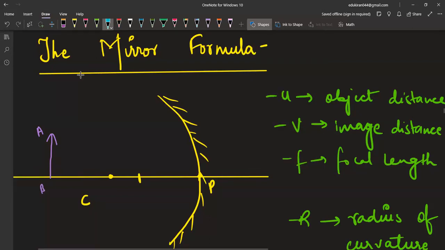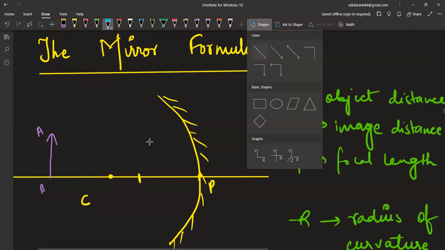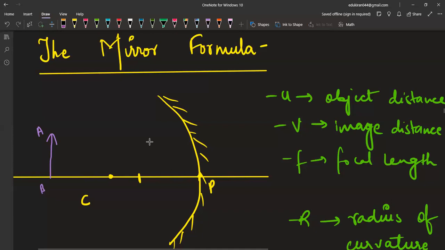Now coming to the derivation of the mirror formula. So mirror formula is very easy. The formula is basically 1 by f is equal to 1 by v plus 1 by u. That is the formula. Now this derivation also comes in your exam. So first we have to draw the figure. So again, we'll follow all the three laws which we have studied.